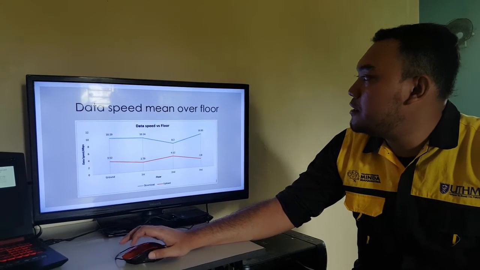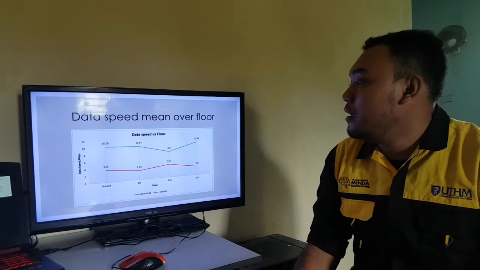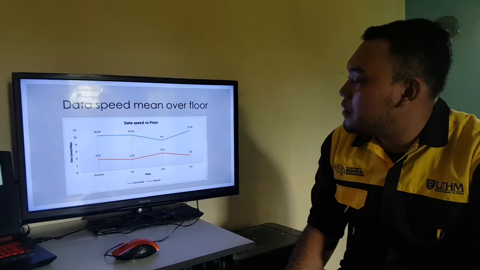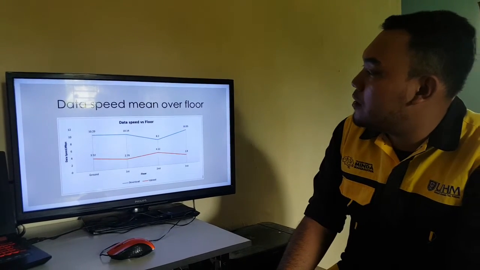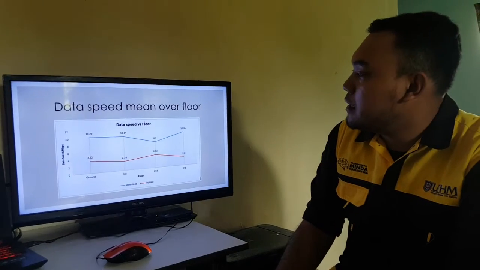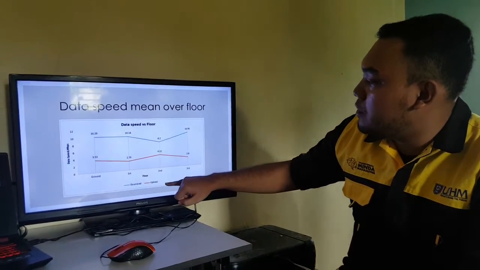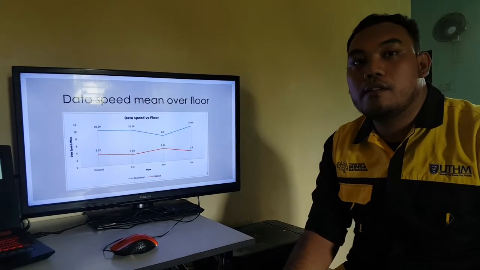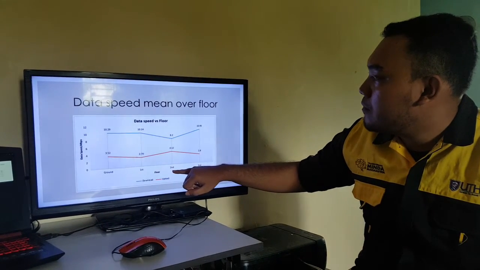So this is the data speed from each floor. We can see that the download speed and the upload speed were plotted inside the data speed versus floor graph. We can see that the lowest download speed was on the second floor. This is because the concentration of the users was very high on the second floor.